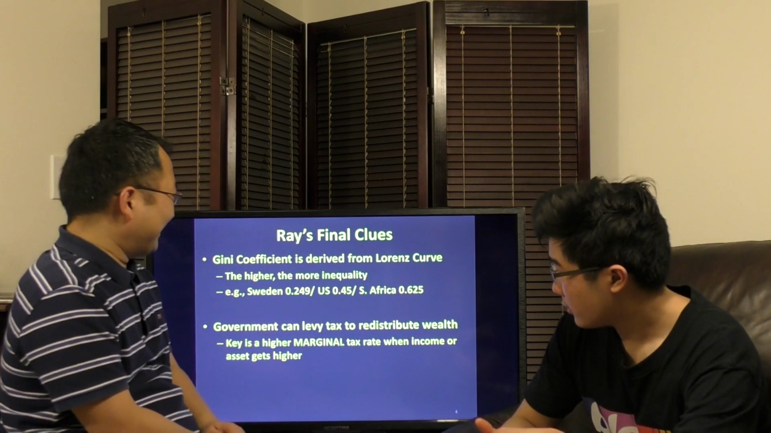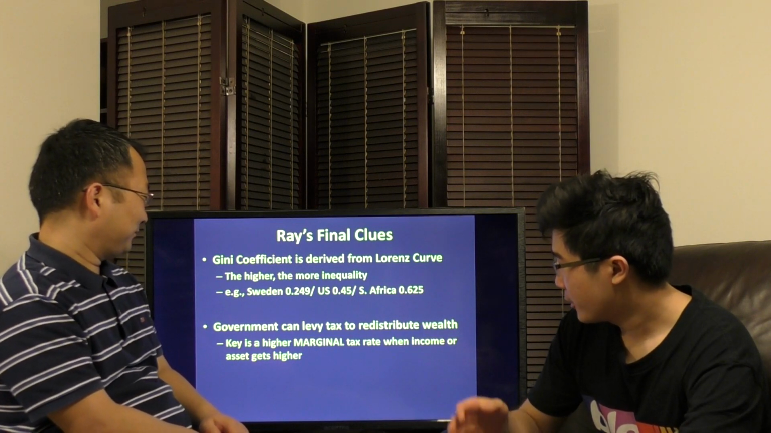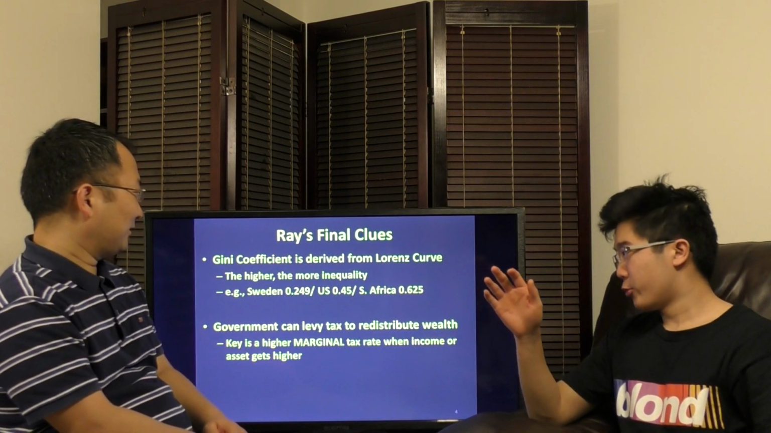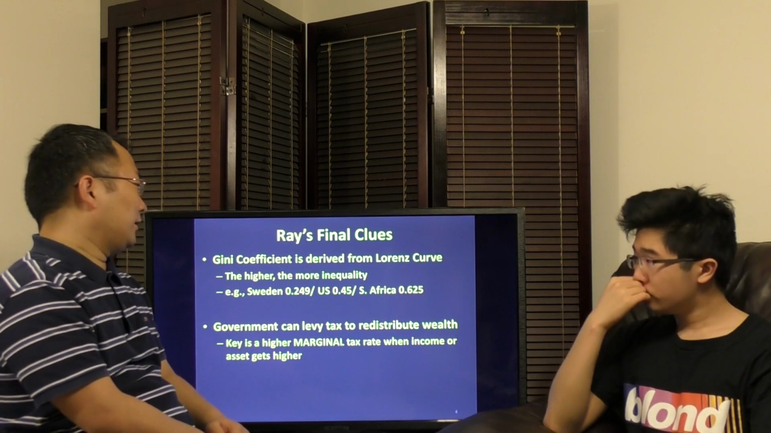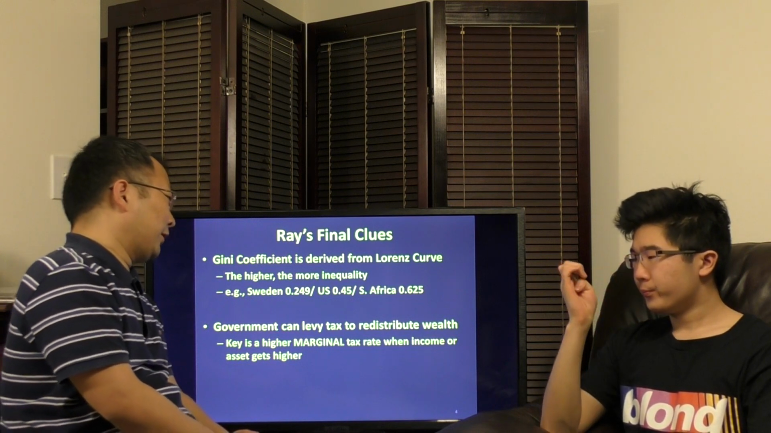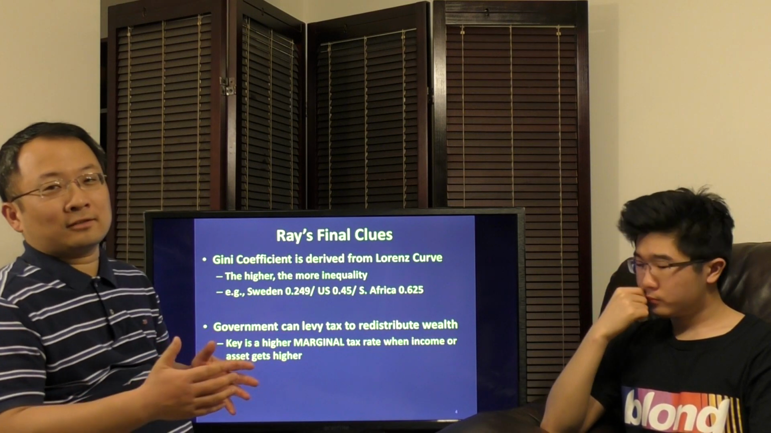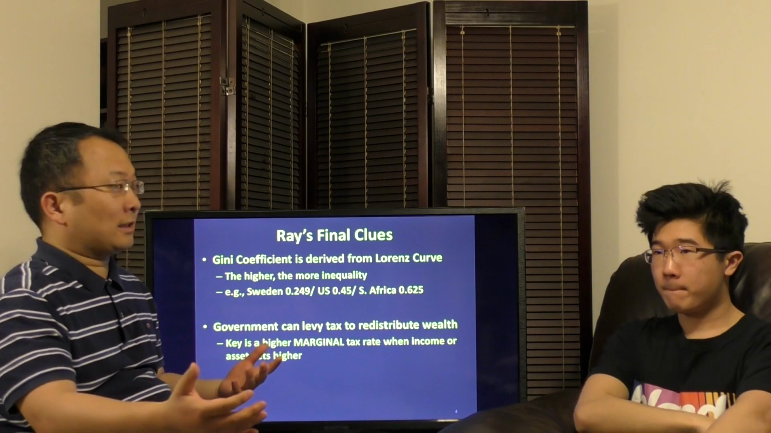So the government can levy taxes to redistribute wealth. The key is to have a higher marginal tax rate as income or asset value gets higher. That's very important, because when we say progressive tax redistributes wealth, we really mean the marginal tax rate goes higher and higher. That's why higher income means higher tax payment.